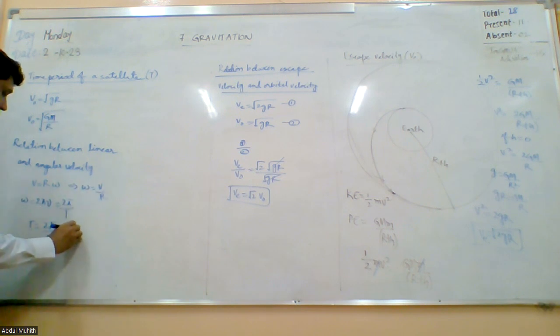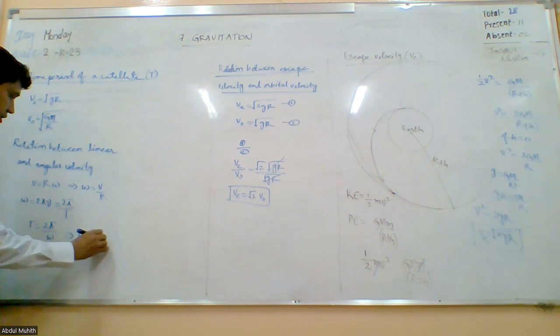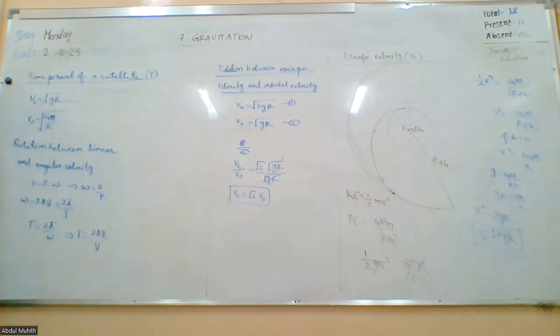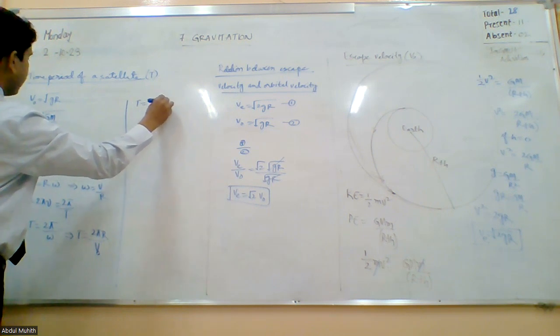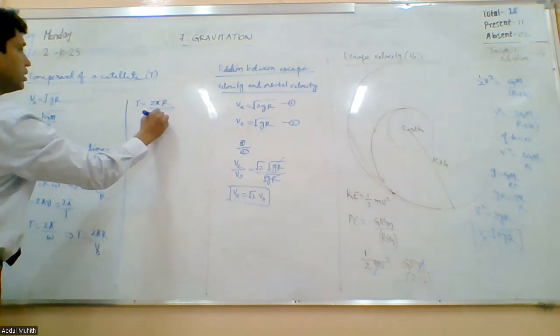So right here T is equal to 2 pi by omega. Understood now? What is the time period? This is the time period. Now, what is V? V is V0 here. So T is equal to how much? 2 pi R divided by root GR.